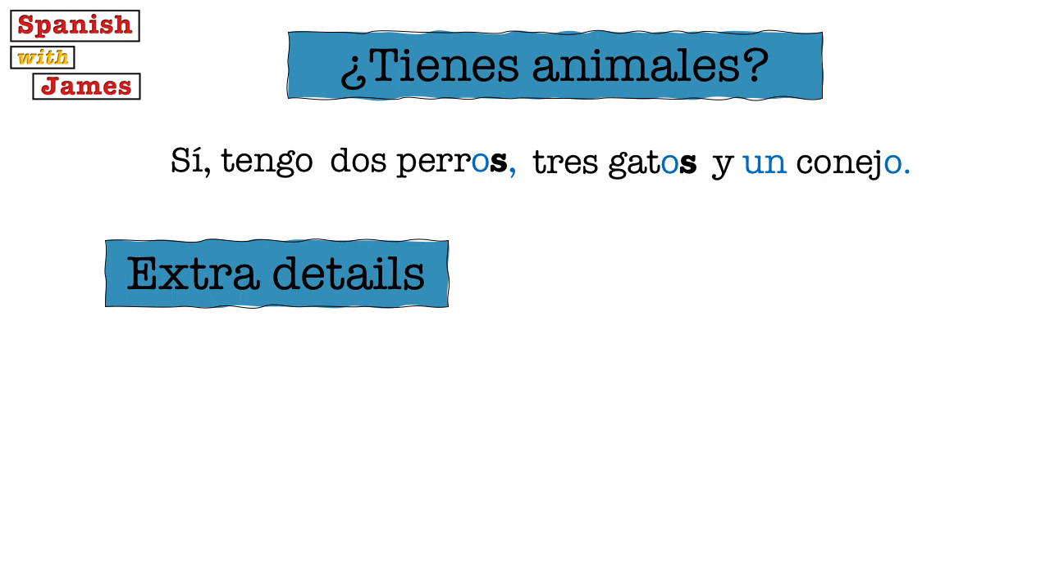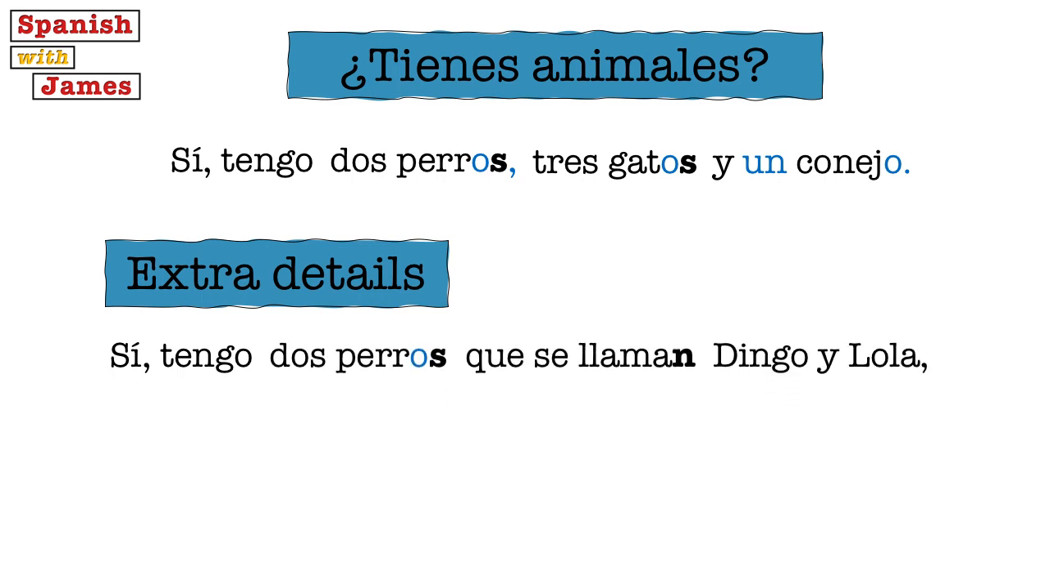So you might say something like, sí, tengo 2 perros que se llaman Dingo y Lola. So when we've got un perro, we can say que se llama, ending in an A, but when we've got more than one, we need to change llama to llaman. The same as in English, we say who is called for one dog, but who are called for two dogs. So the verb changes a bit. So in Spanish, if you add an N to an AR verb like llamar, it then becomes plural. Tengo dos perros que se llaman Dingo y Lola. I have two dogs who are called Dingo and Lola.